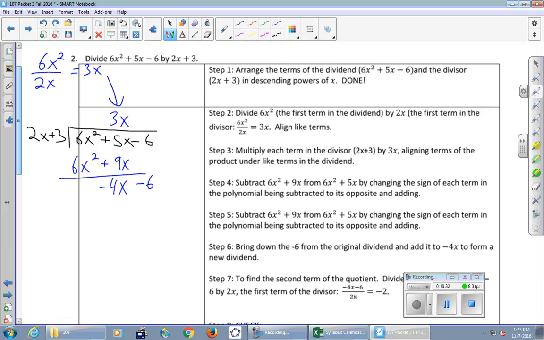And then we repeat that whole exact process. Still 2x, but now into the new thing. 2x into negative 4x. How many times does it go in? Negative 2 times.